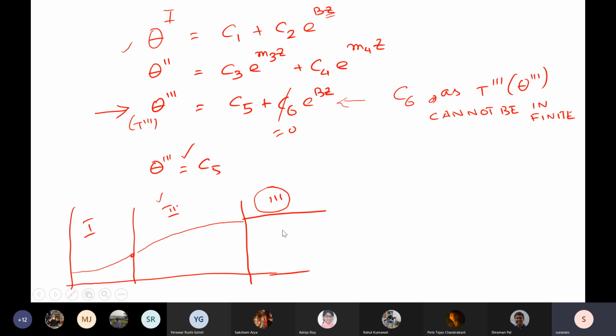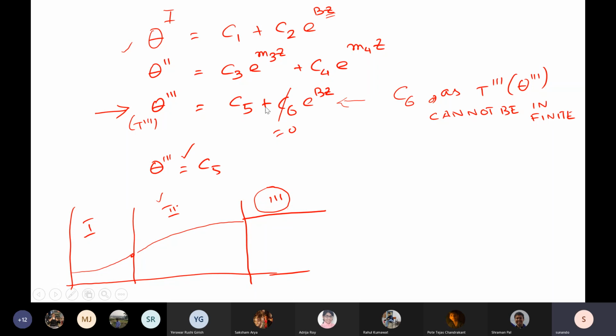So therefore, what you see in here is that not only the temperatures are going to be equal, since the gradients are equal, and since this gradient is 0 due to the constancy of T3, the gradient on this side should be 0 as well. Any question?